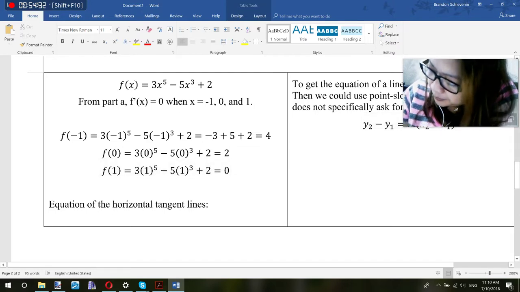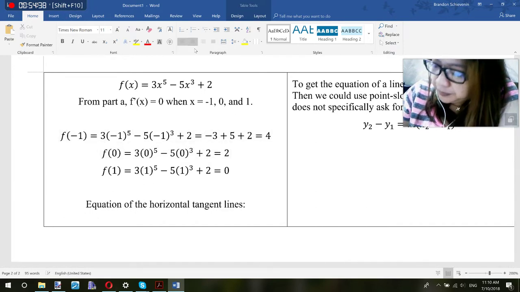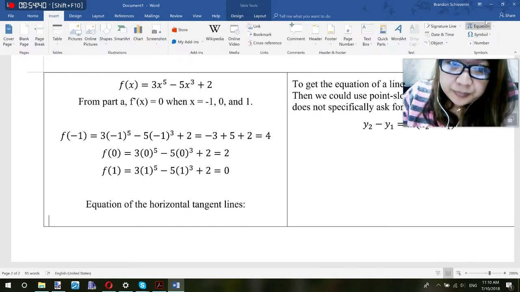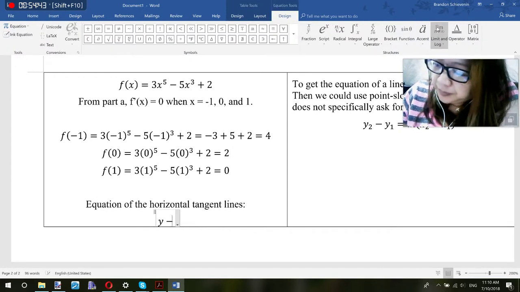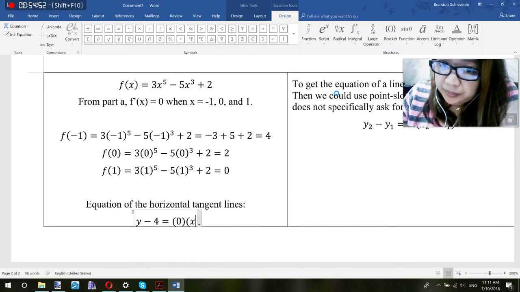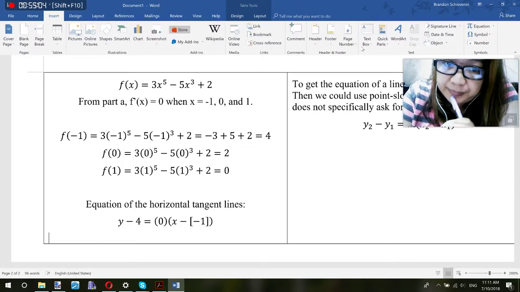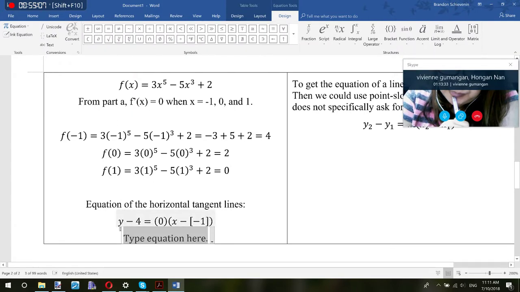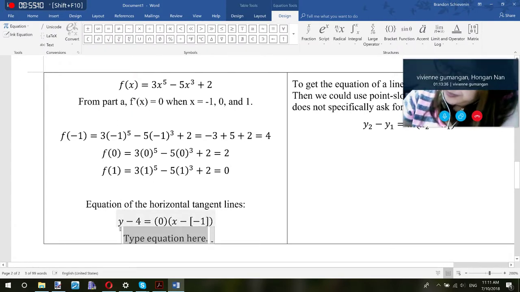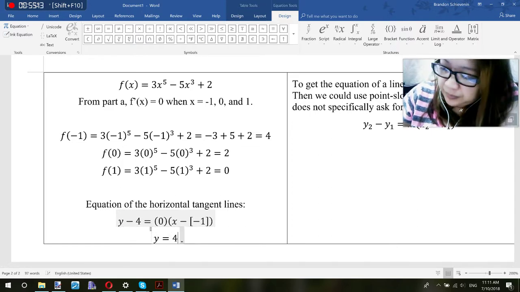Our first one is going to be our line at x equals -1. So my equation of the line for that would be y minus our y value at -1, which is 4, is equal to our slope, which is 0, times x minus our x value at -1. So if I plug that in, my 0 gets multiplied by everything on the right-hand side. x plus 1 times 0 is 0. So I have y minus 4 equals 0, or y equals 4.